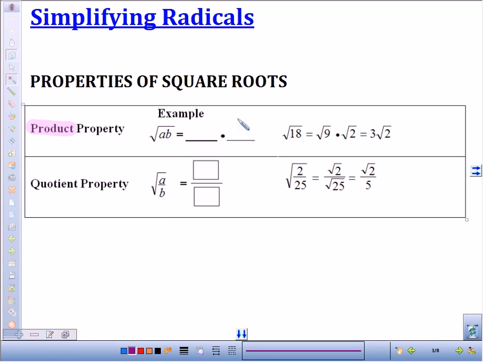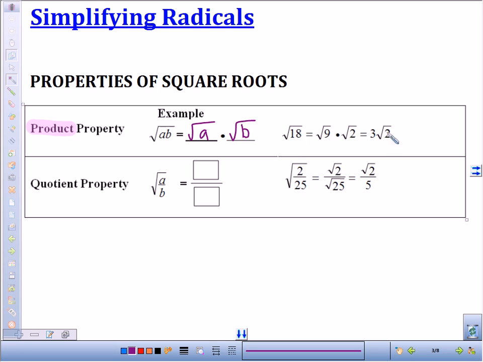Now, what the product property says is that if I have the square root of some product, a times b, I can take that square root, that radical, and I can split it up so that it will no longer be one radical, it will be 2 radicals. It will be the square root of a times the square root of b. Right, so we've taken this product ab under the radical sign, and we've split it into 2 separate radicals being multiplied together. The square root of a times the square root of b.